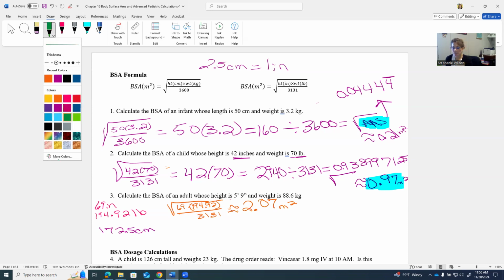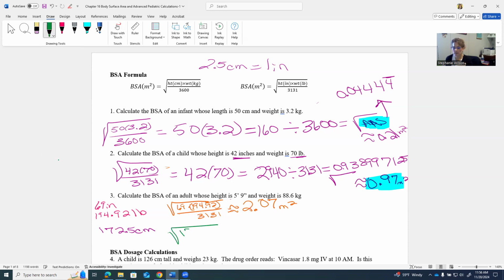Okay, so let's do our centimeters and kilograms. So 172.5 times 88.6 kilograms, all divided by 3,600. Okay, clear our calculator out real good and go 172.5 times 88.6 equal. Divide 3600 equal square root. So I'm going to put approximately, we get 2.06 meters squared.